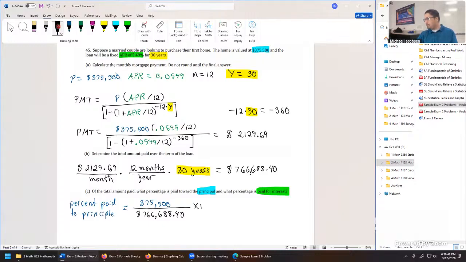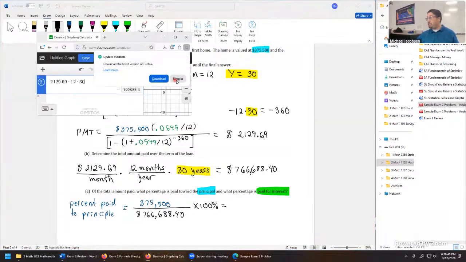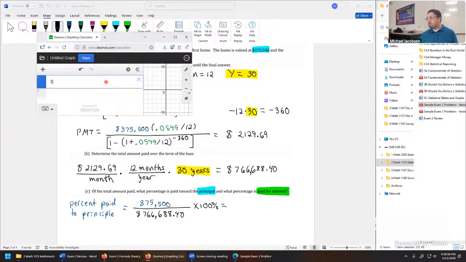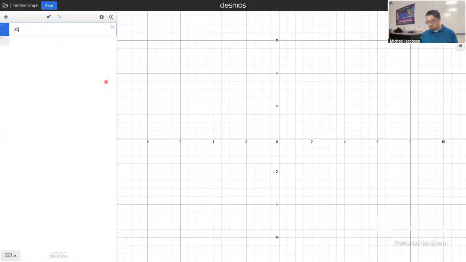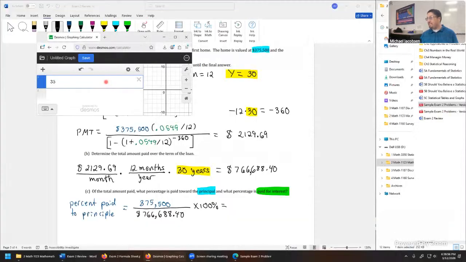We want a percent here, so go times 100%. And here's our next computation. Oh, that was not what I wanted to do. Let me try to fix that. There we go. That's the F11 button if you're curious. 375,500 divided by 766,688.40 times 100. You know, it's not that bad. It's just not a hugely pretty picture. It says rounded to the nearest percent, or as some people did in quizzes, let's round to 2 decimal places, 48.98%.